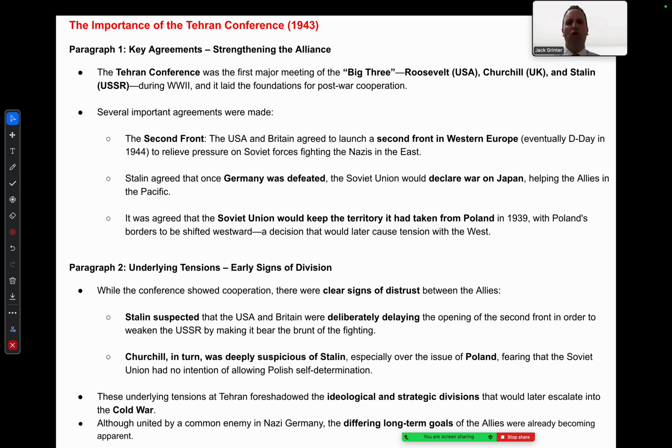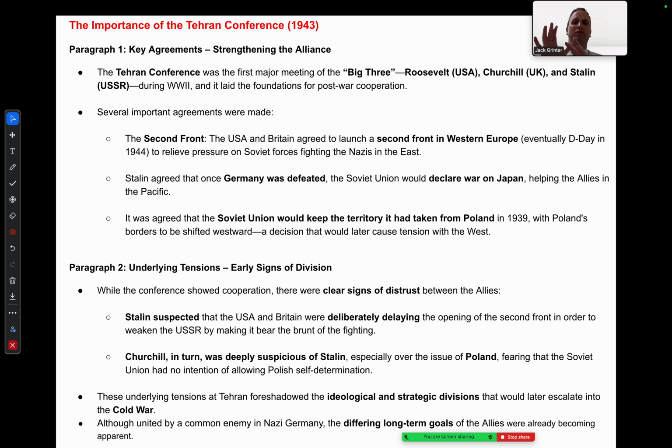Okay, right. So this is where we're going to the plans. If you get a question, explain the importance of the Tehran conference for, it could be relations between the superpowers or relations between USA and the Soviet Union. What would we say? Why is it important? Right, the first big meeting developed foundations for their alliance and how post-war cooperation would work.